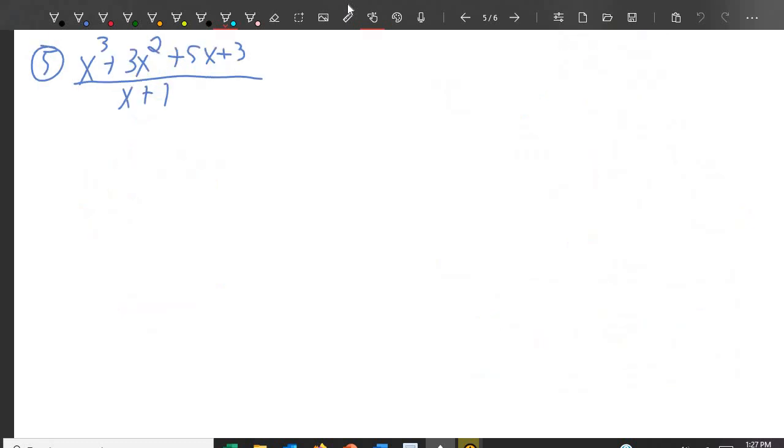Right, this problem has an x cubed. The more exponents you have, the more times you have to start over. So let's just set it up. It's just longer, but the steps are exactly the same. X cubed plus 3x squared plus 5x plus 3.